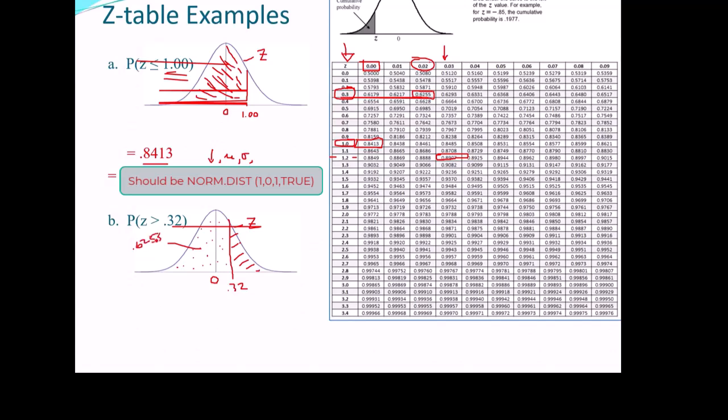Well, that's not the probability I want. I want the probability to the right. So how do we figure that out? Well, we know a couple things about probability distributions. We know the area under the curve has to be 1, so I'm going to take 1 minus that 0.6255.